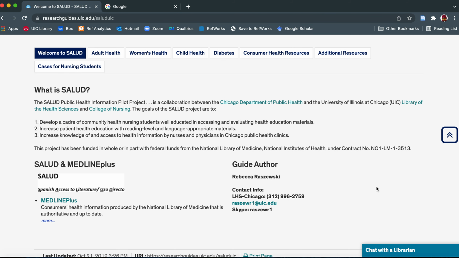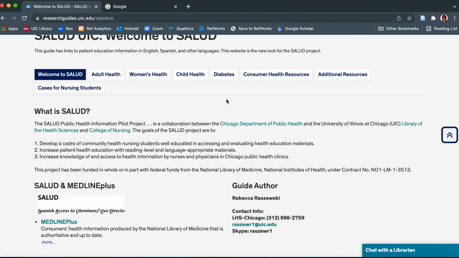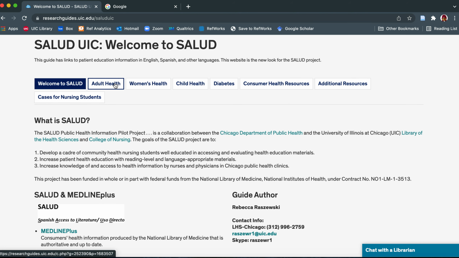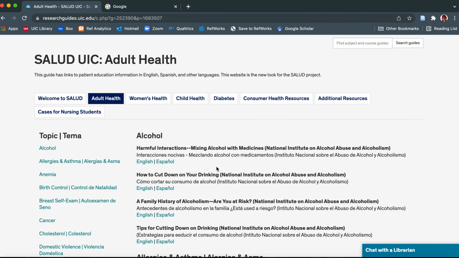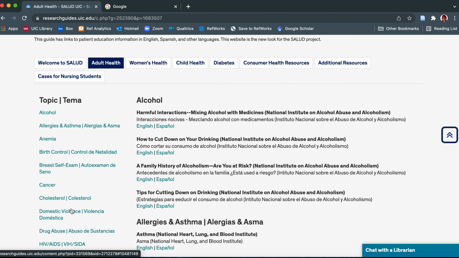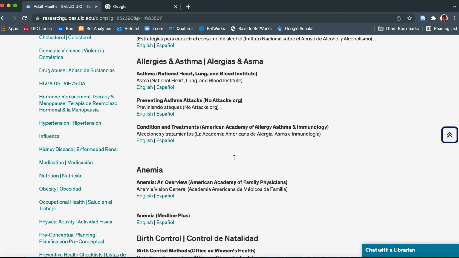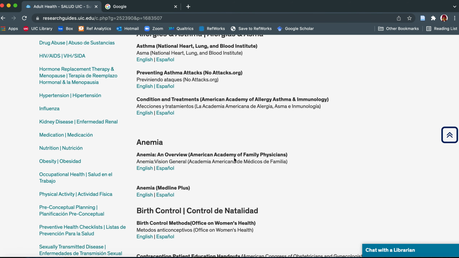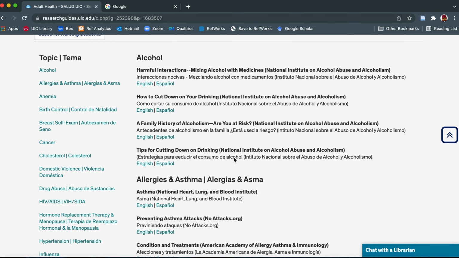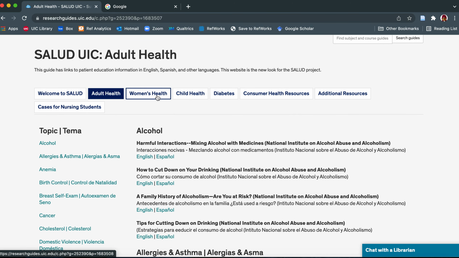So as you can see, this is a collaboration between the Chicago Department of Public Health and the university. This information is meant for patient education. It's divided up by population and health condition. So if we go to adult health, topics on the side, we can scroll down here. And everything here is available in English and Spanish.